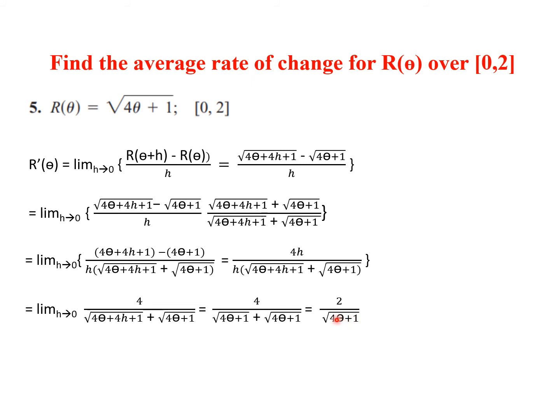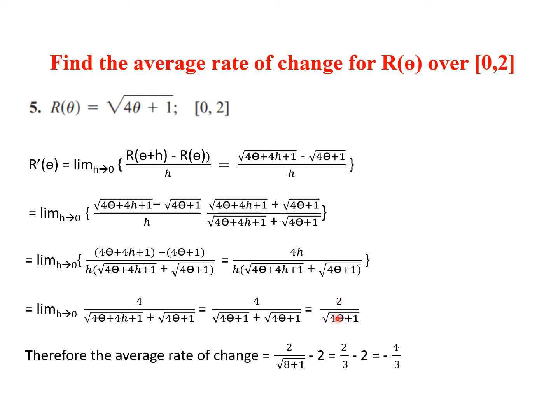Now we want the rate of change over this interval. That means we have to evaluate this limit between 2 and 4. And evaluating between 2 and 4, we start with 2. 2 times 4 is going to be equal to 8. So we'll have 2 divided by the square root of 8 plus 1. And then we replace theta by 0. That's going to give us 2 divided by the square root of 1, and that's equal to 2. So this is minus 2.